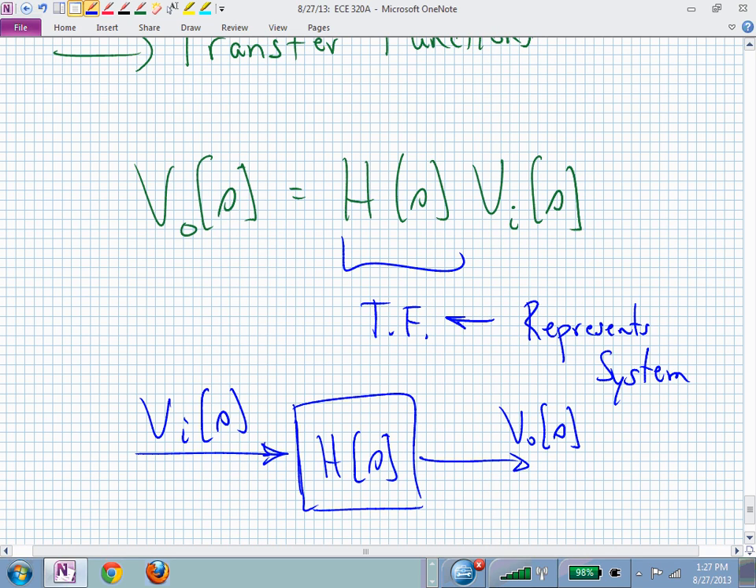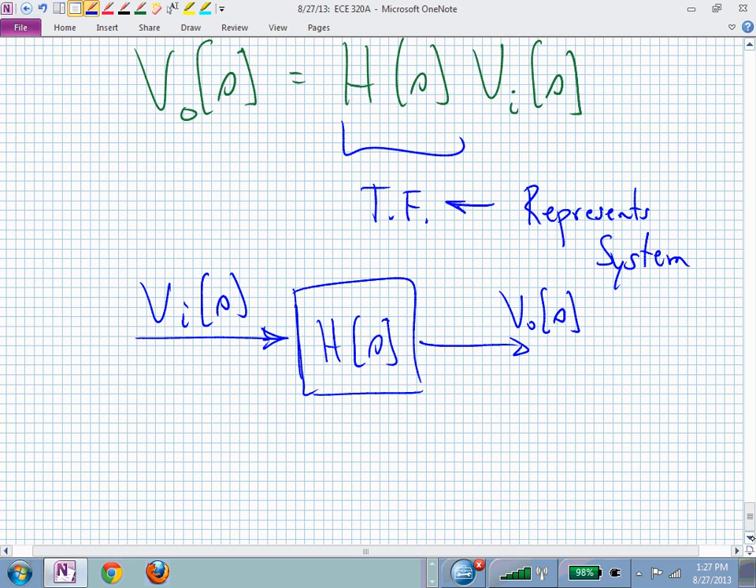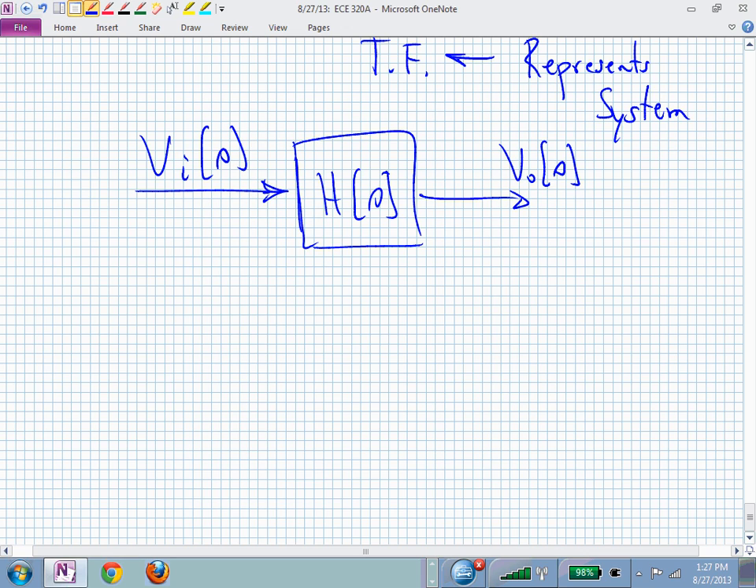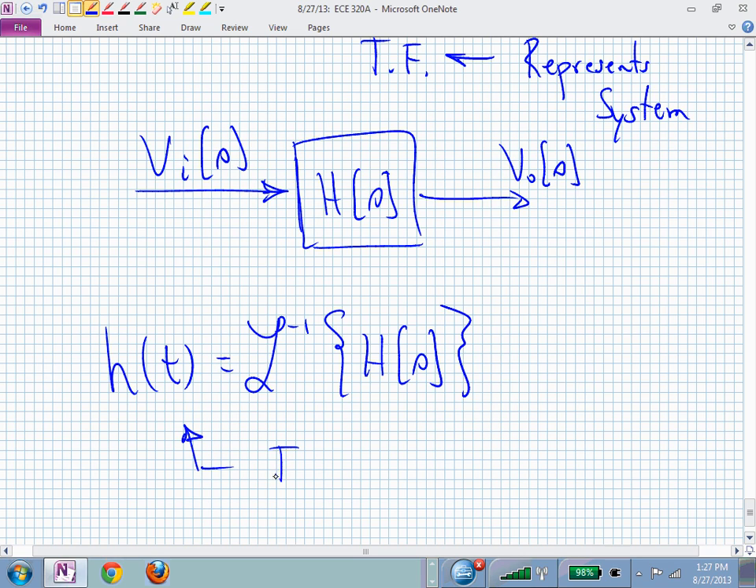And once we have that H of S, we know a lot about our system. We can now do a lot of different things. We could, if we wanted to, go back into the time domain and find the inverse Laplace transform of our transfer function. And this now is the impulse response of a circuit.